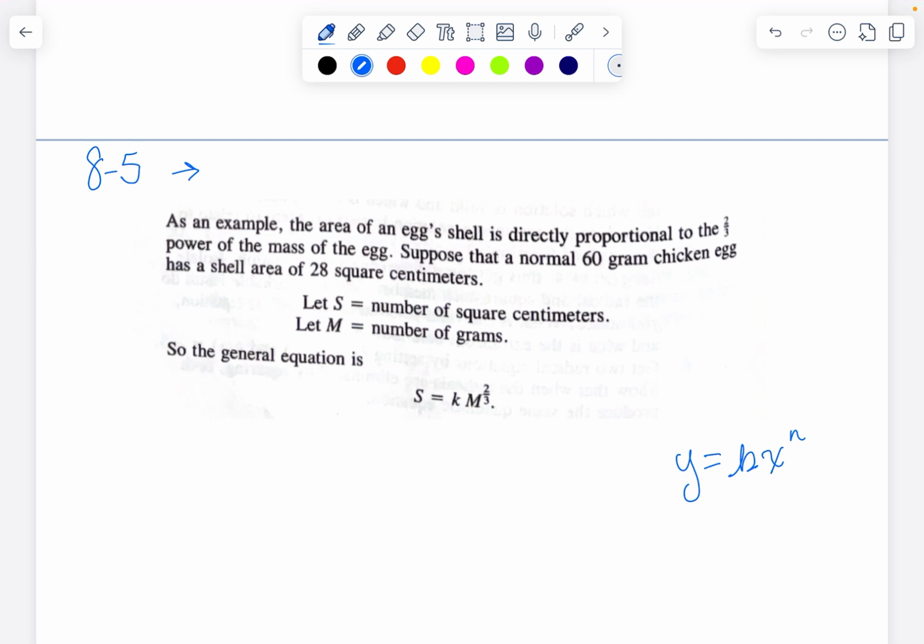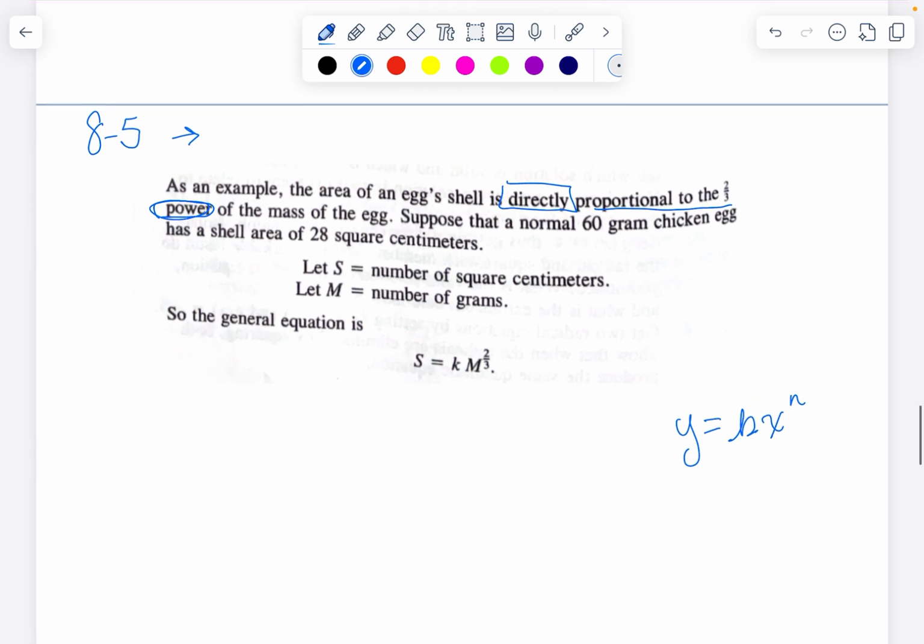So let's look at this one. It's directly proportional, which makes me think it is multiply, not divide. And it's proportional to 2/3 the power, so that's making me think that my n now would equal 2/3. We'll let S equal the number of square centimeters and M equal the number of grams of the egg. They say, suppose a normal 60-gram chicken egg has a shell area of 28 square centimeters.